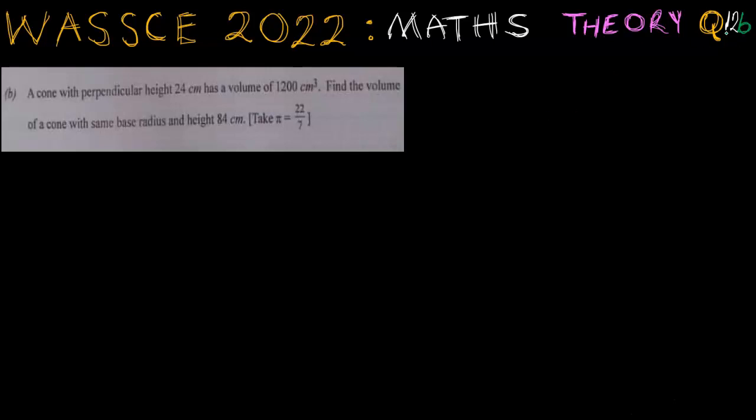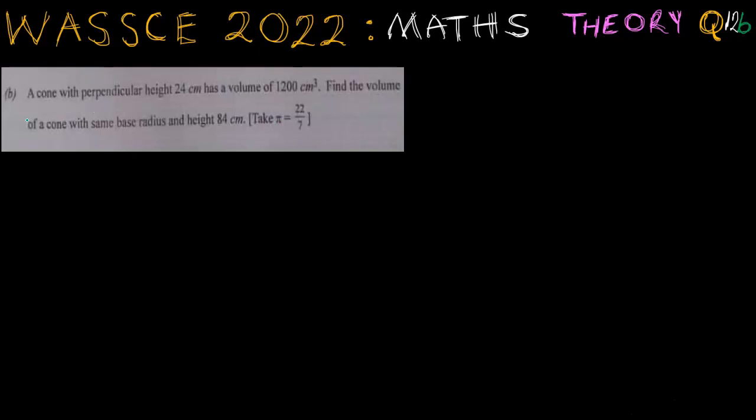This is theory question 12b of WAEC 2022. It says a cone with perpendicular height 24 centimeters has a volume of 1200 centimeters cubed. Find the volume of a cone with the same base radius and height 84 centimeters. We are asked to take pi as 22/7.